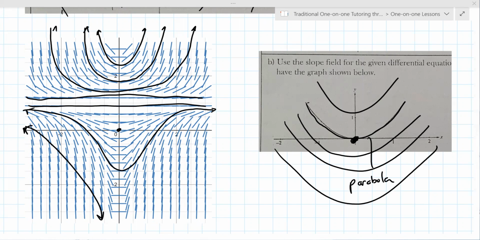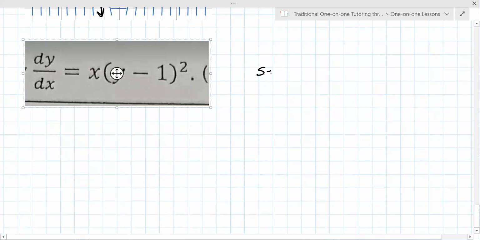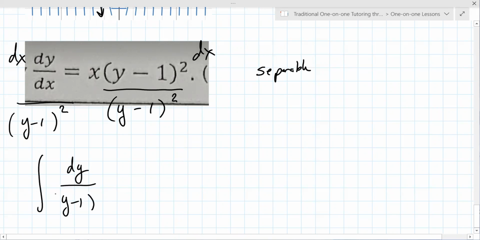Okay, so part C is to actually go and solve this differential equation, and it looks more complicated than it actually is. You actually do know how to solve this one. So we're going to work on that together here. It's another separable one, and that means you separate the variables. You move the y's left. So in this case, you're going to divide both sides by y minus 1 squared. And then this dx, you multiply, so it moves to the right. So on the left, you have integral dy over y minus 1 squared equals integral x dx.